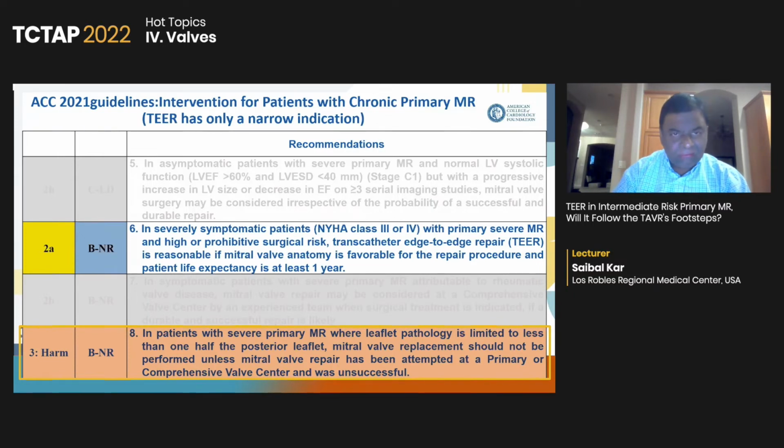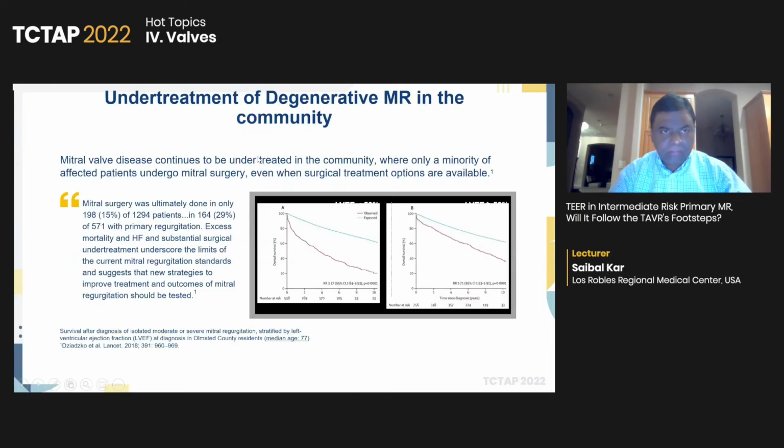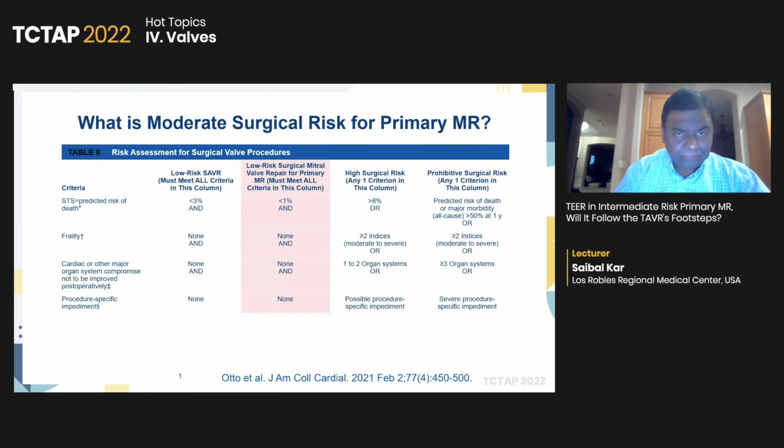Putting that into perspective, let's look at what we have. There's a significant undertreatment of mitral valve disease everywhere. If you look at this community, you can see that only a small percentage of patients actually got treated with surgical repair. And if you left them untreated, compared to those who got treated, you can see that there was a higher mortality, which tells you that a lot of patients were left alone undertreated. And if you don't treat them, they actually do badly.